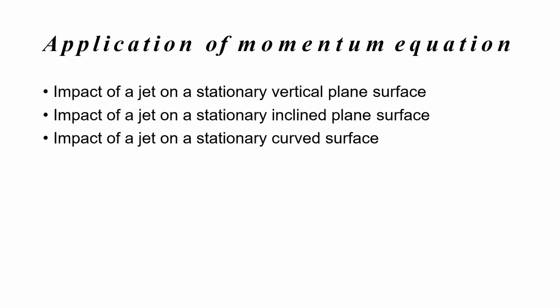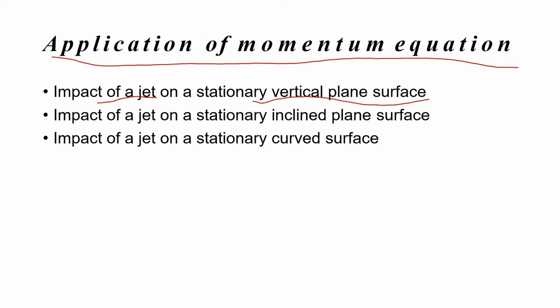Okay, then we need to see the applications of the momentum equation. This is how we need to solve civil engineering problems related to the momentum equation. So we have the impact of a jet. There are three conditions, which is a stationary vertical plane. Vertical plane, when it is a straight, solid boundary.